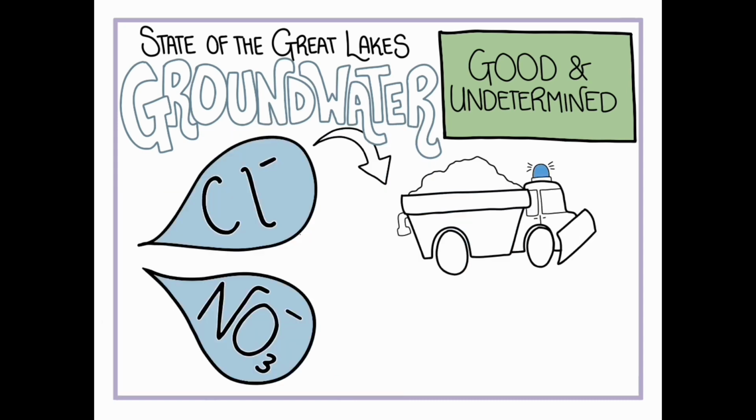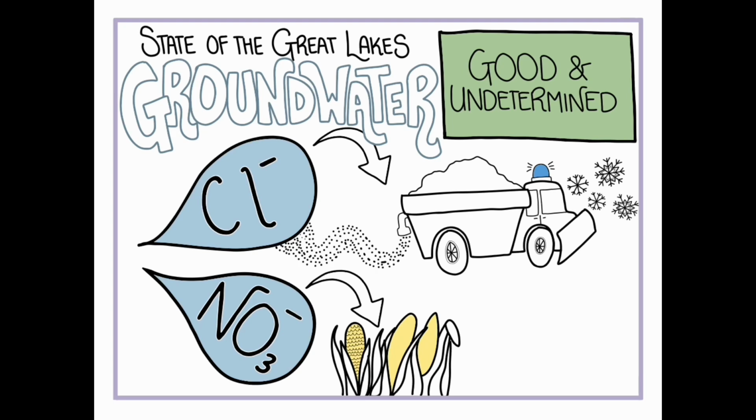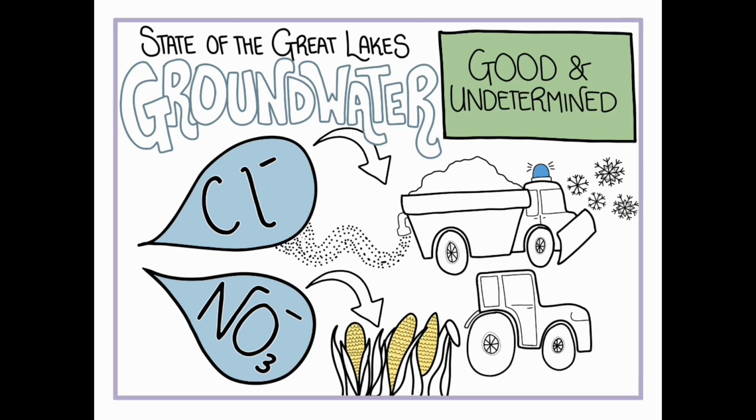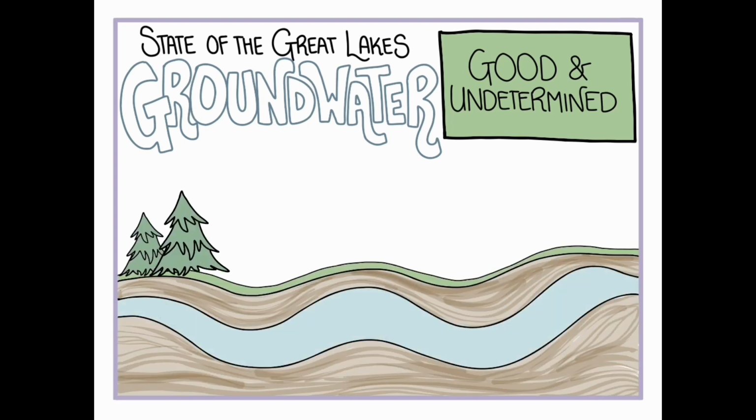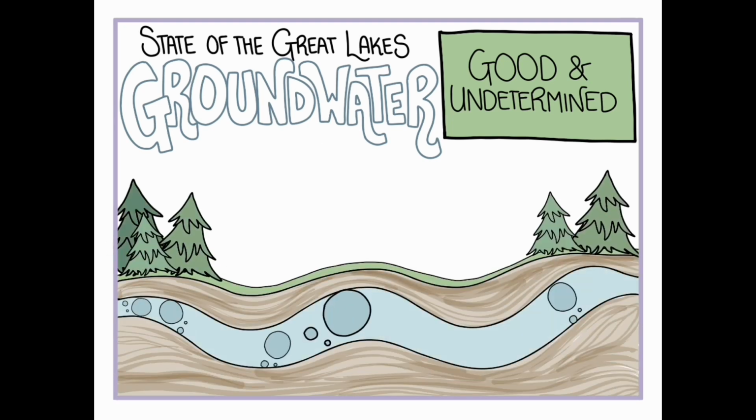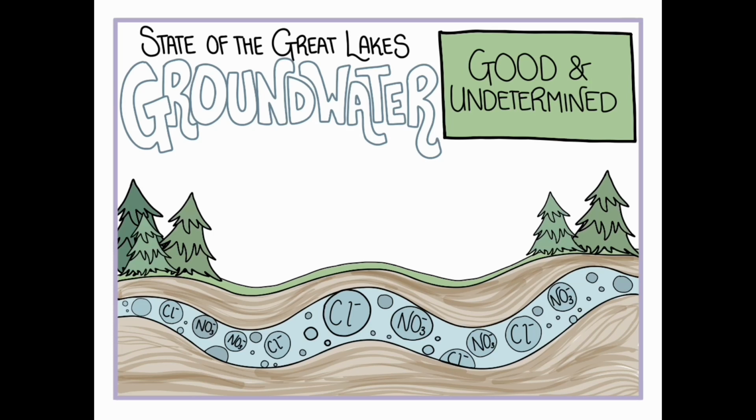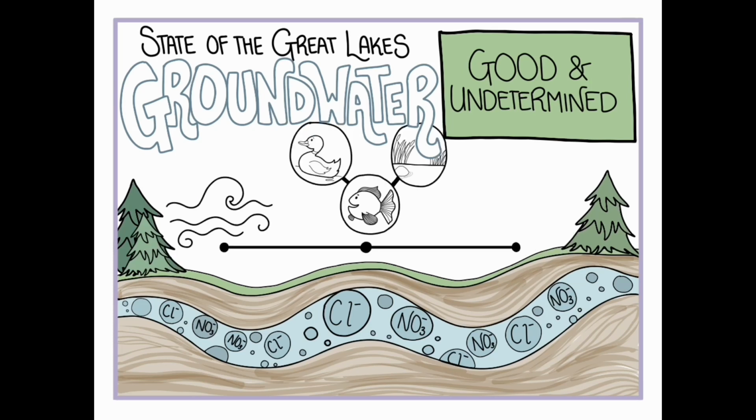Road de-icing salt is a primary source of chloride, which is why concentrations are highest in urban areas. Comparatively, fertilizers high in nitrate are used in some agricultural practices in rural areas. High concentrations of these contaminants in groundwater cause a negative impact to surface water, aquatic ecosystems, and human health.